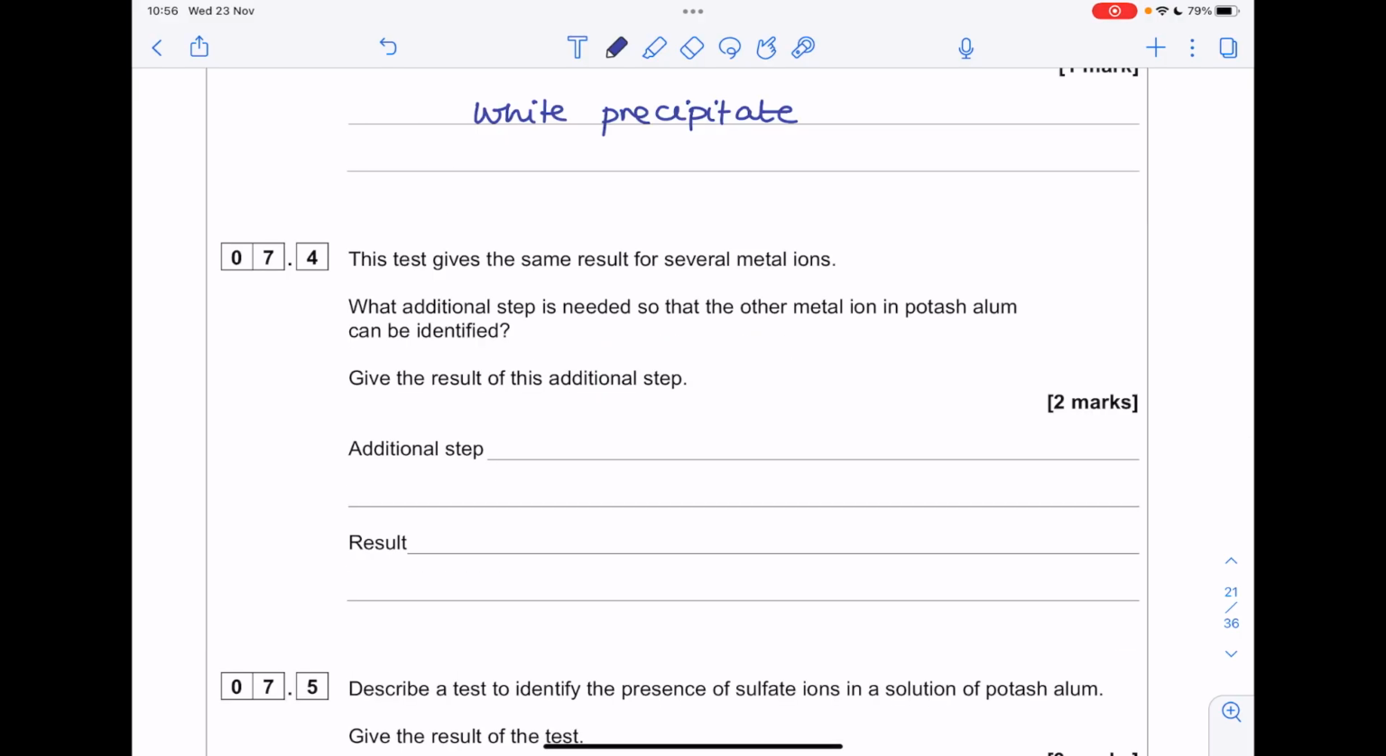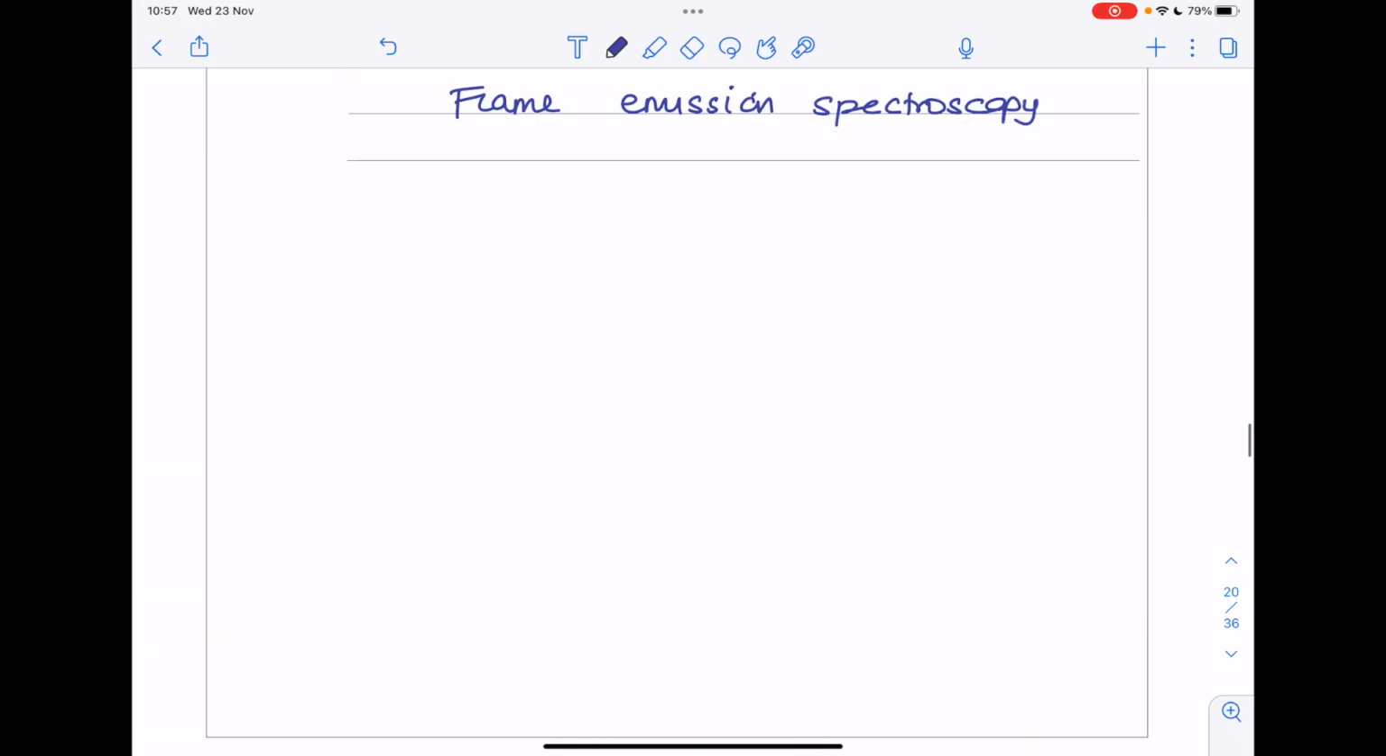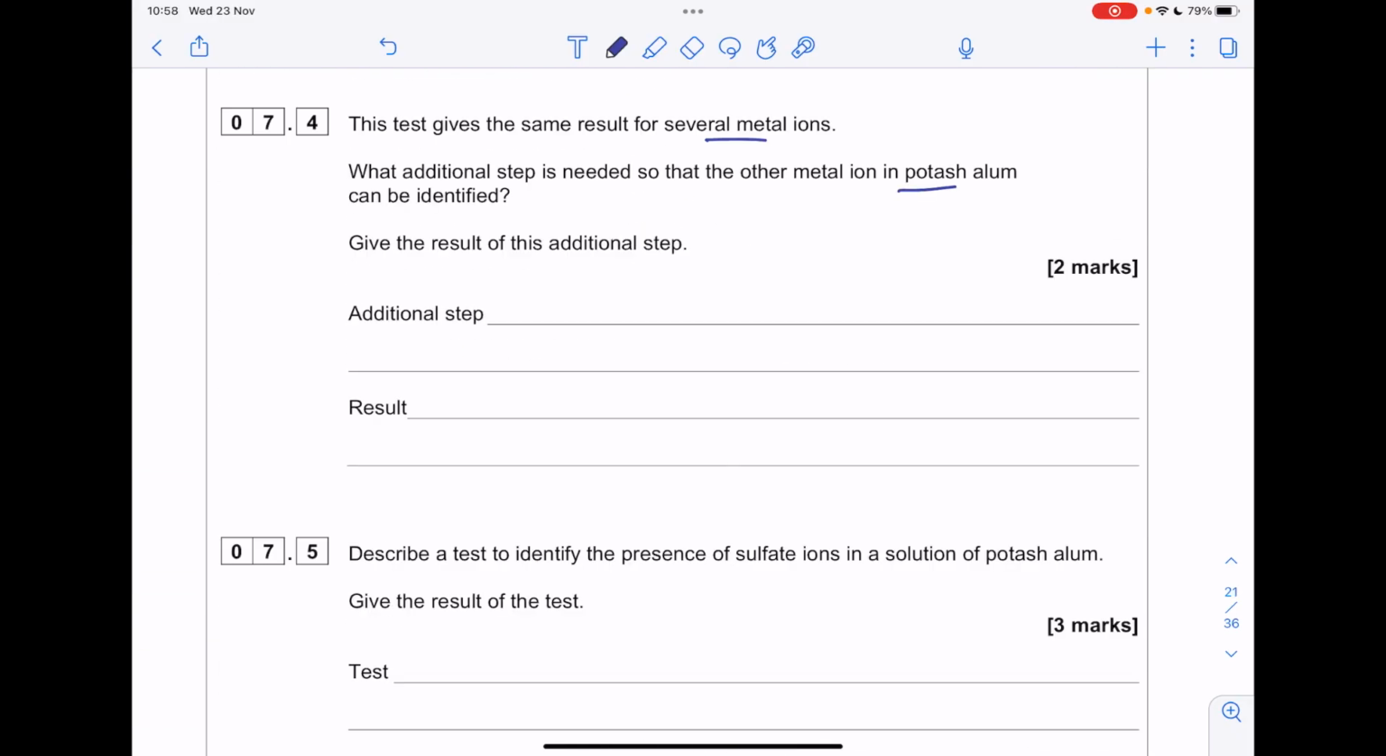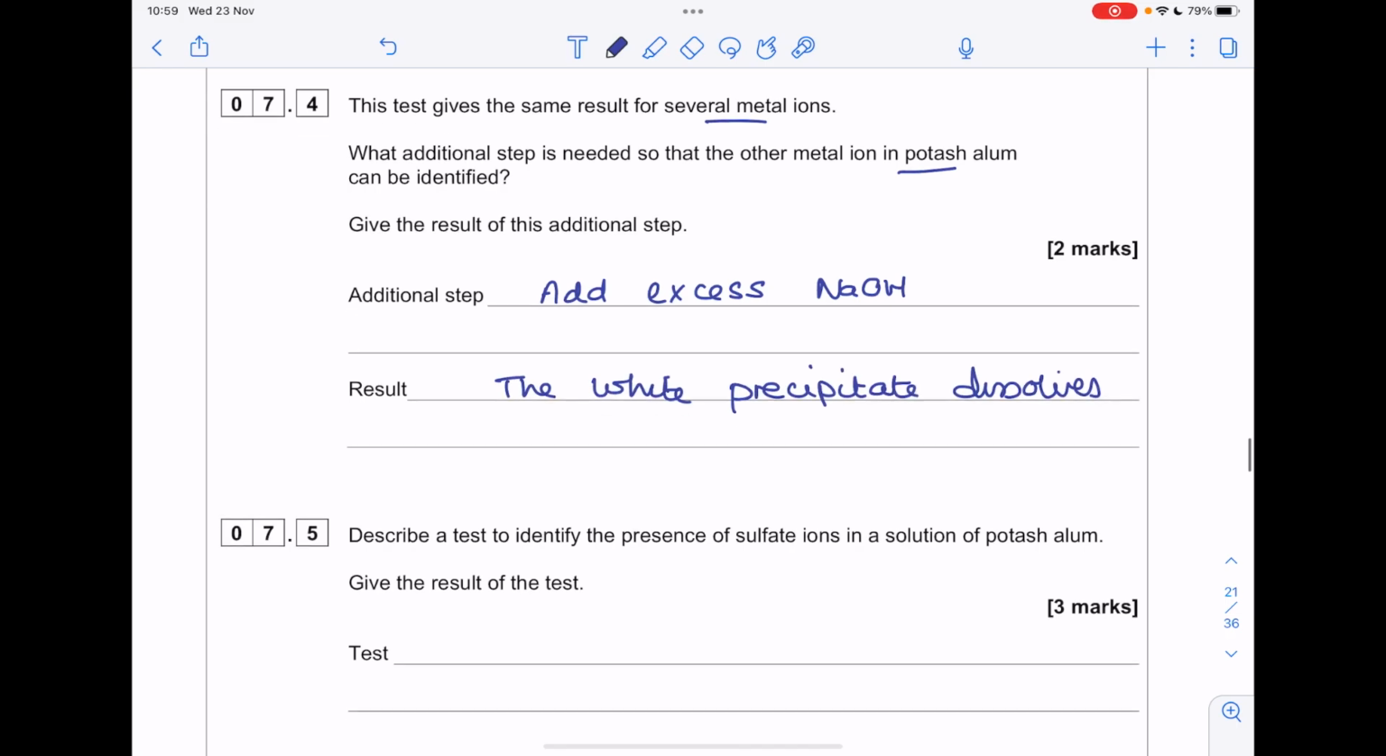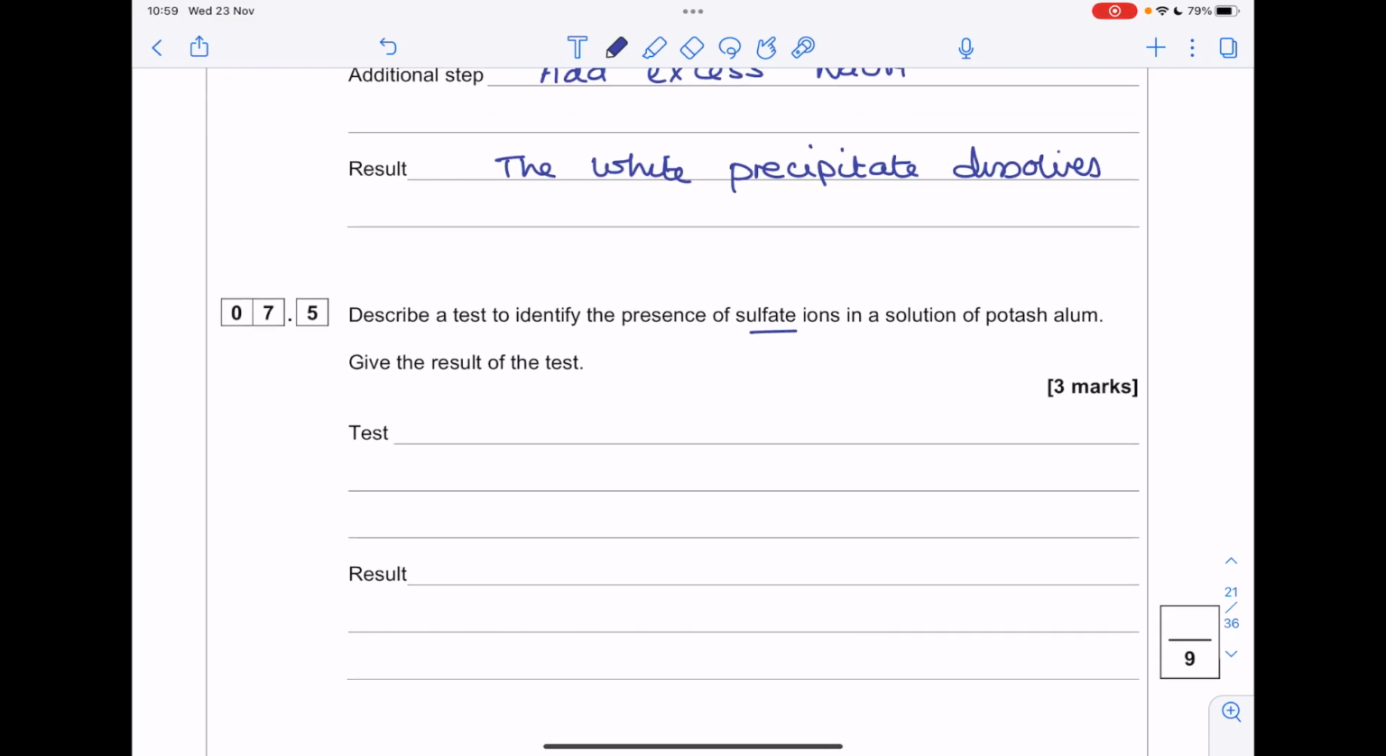This test gives the same result for several metal ions. What additional step is needed so that the other metal ion in potash alum can be identified? Give the result of this additional step. So we're trying to identify another metal ion. So what you want to do is add excess sodium hydroxide, and what you should find is the precipitate dissolves.